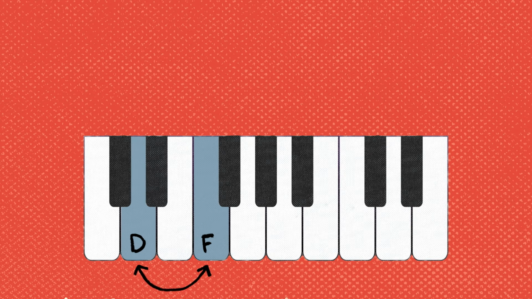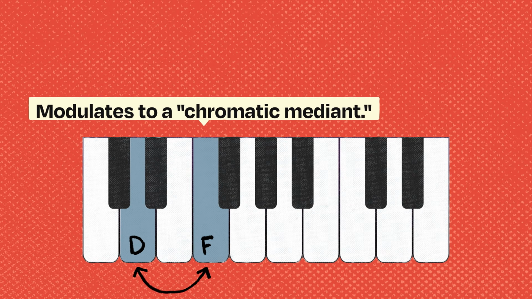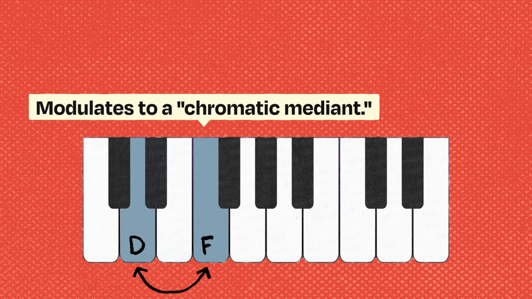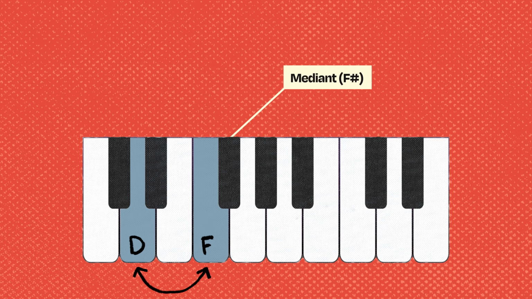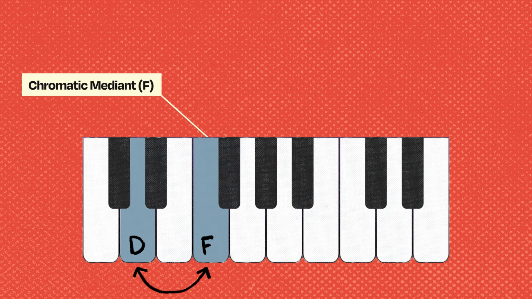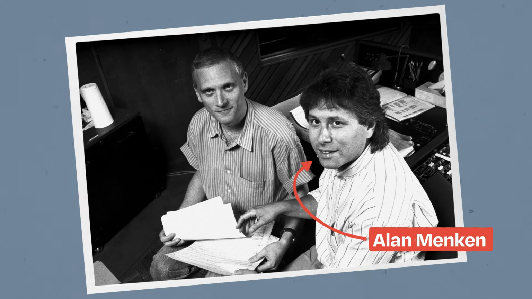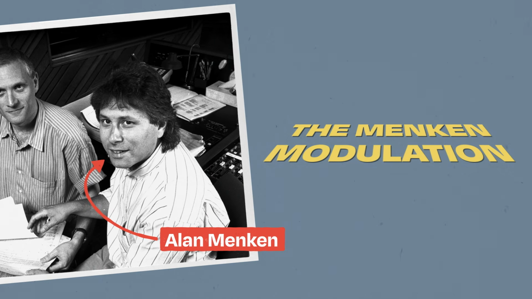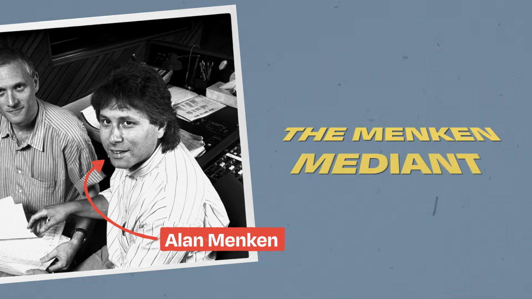And if you want to get really nerdy, you could say the song modulates to a chromatic mediant. The mediant is the third note of the scale, which in the case of D major is F sharp. But since we're going to F major, not F sharp, it's called a chromatic mediant. The guy who wrote the music for most of these Disney films was, of course, the great Alan Menken. So maybe we should call this key change the Menken modulation, or perhaps the Menken mediant?